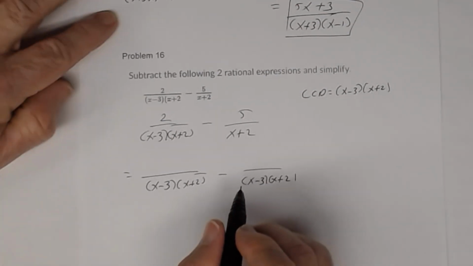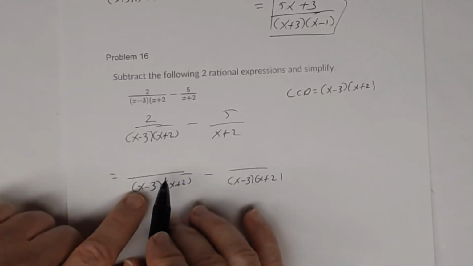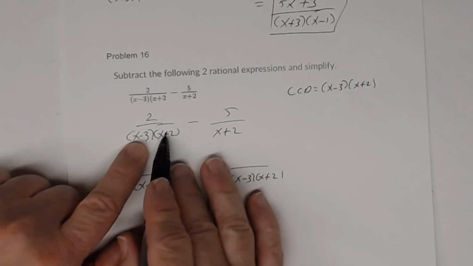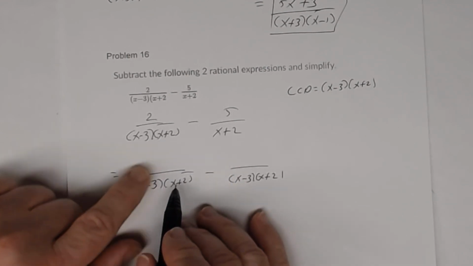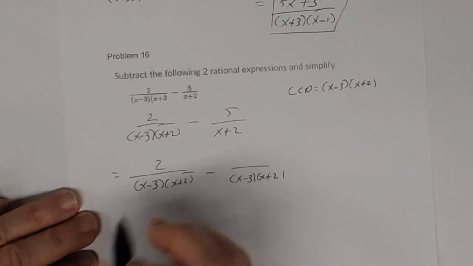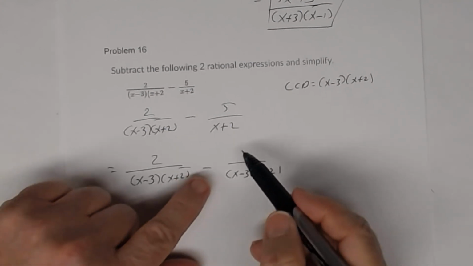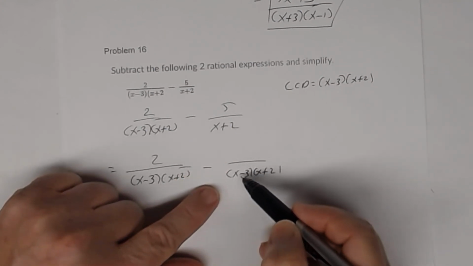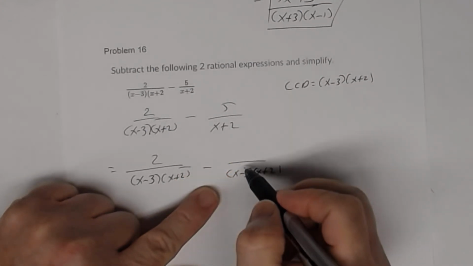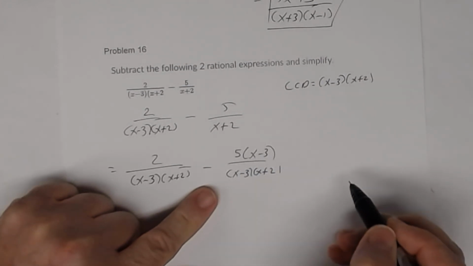So just like that previous problem that we did, we're asking ourselves, I have this, I want this. But notice that these factors are exactly the same, right? So that means that this fraction is equivalent to itself. Over here, though, I'm missing something. I have the x plus 2, but I'm missing the x minus 3. So in order to write equivalent fractions, I've got to multiply the 5 by x minus 3.